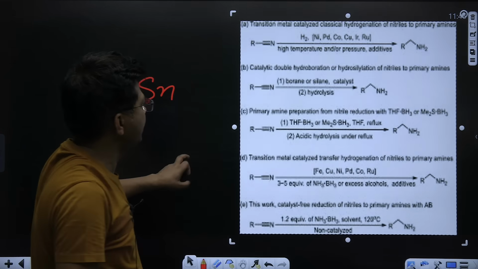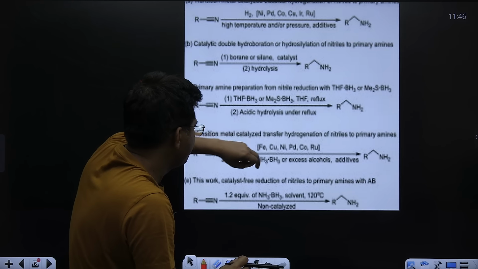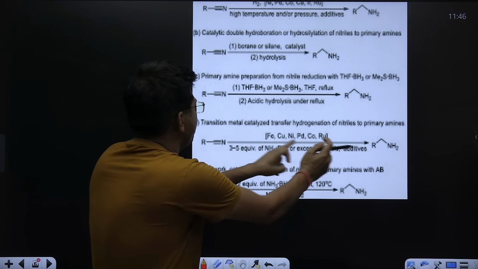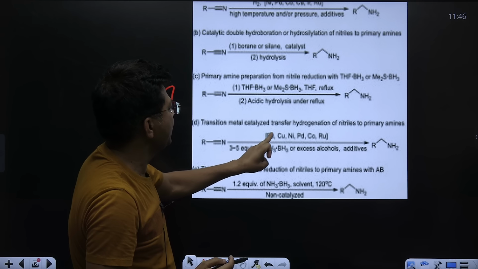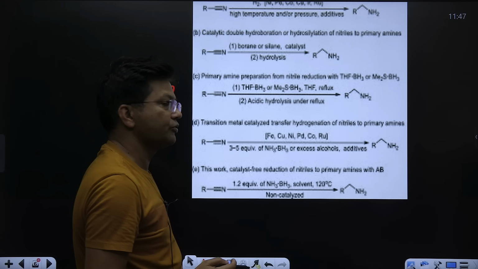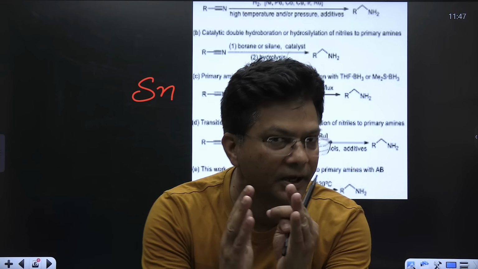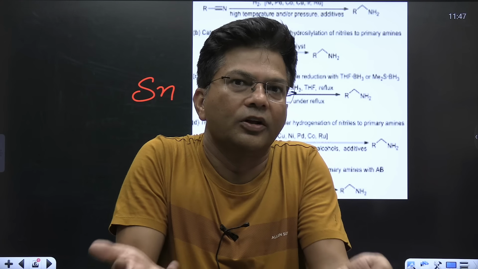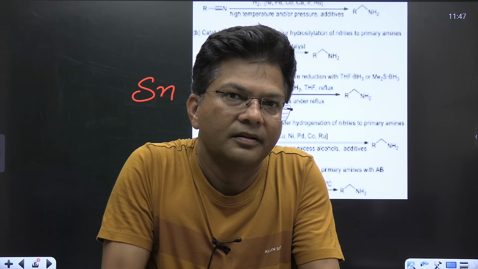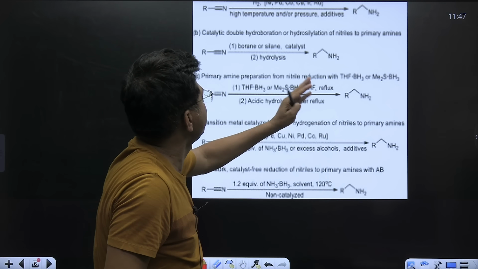See, they have written that with transition metals, any transition metals they are using, the yield is very good. RCN with iron, copper, nickel, palladium, cobalt, ruthenium gives RCH2NH2. So my dear students, if you are using tin, the yield will be less, because that is also a metal. Are you getting my point? So if they are giving this reaction, then tin will also give it.